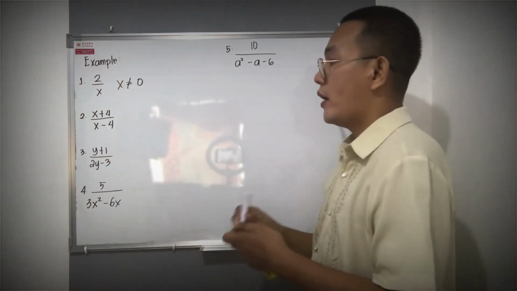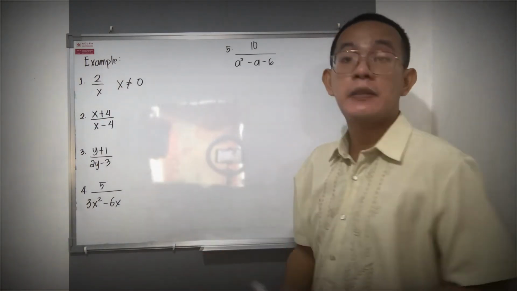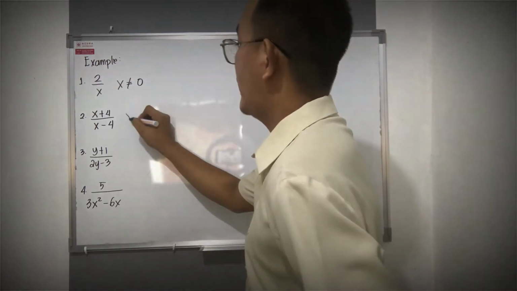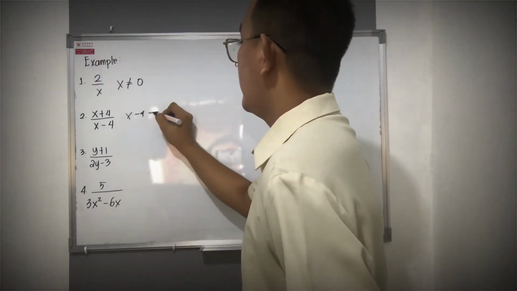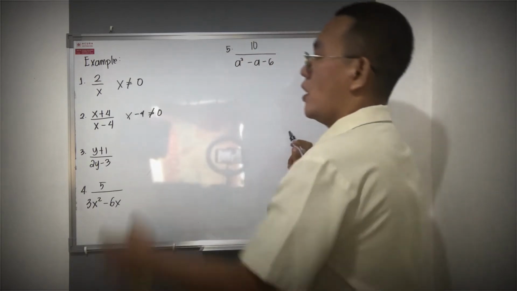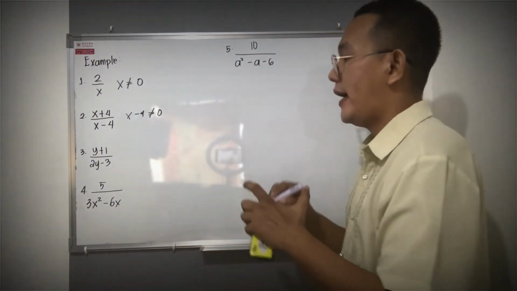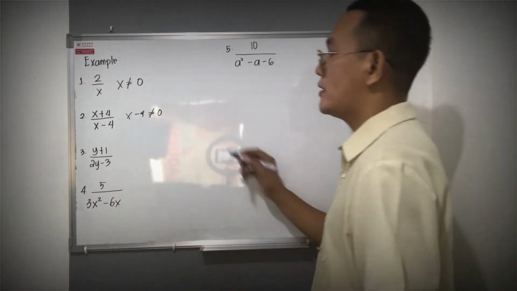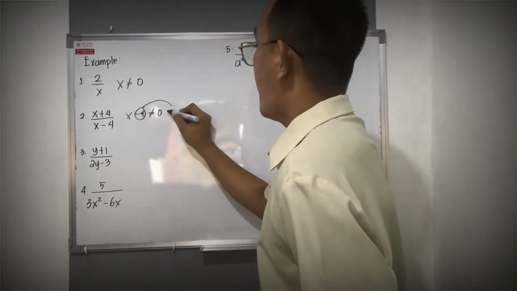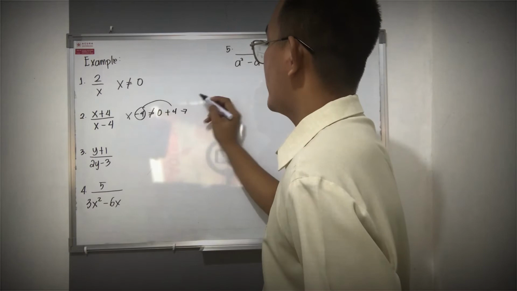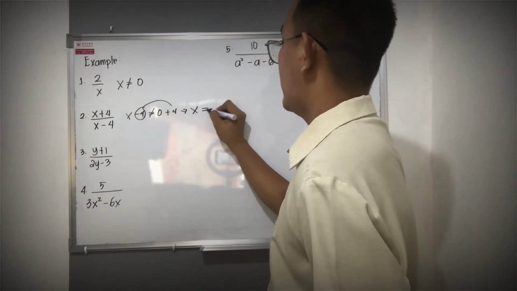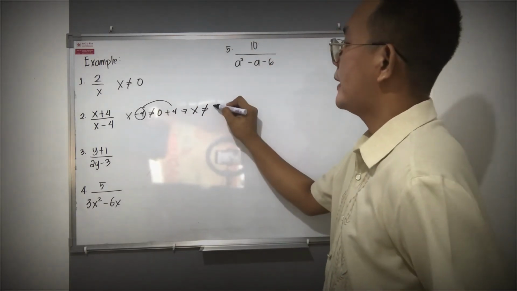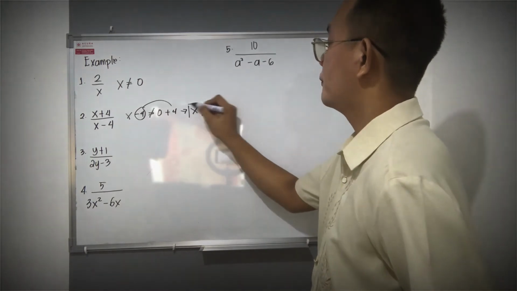Next, number 2. x plus 4 over x minus 4. Our denominator is x minus 4 not equal to 0. To get the value of x, we move negative 4 to the other side of the not equal sign, so it becomes plus 4. Our final answer is x not equal to positive 4.